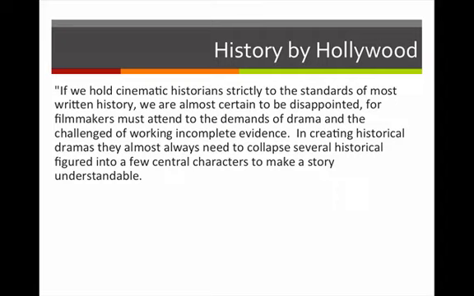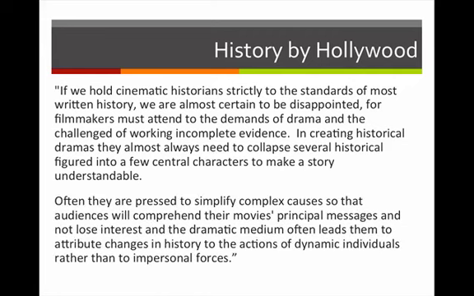History by Hollywood goes on. If we hold cinematic historians strictly to the standards of most written history, we are almost certain to be disappointed, for filmmakers must attend to the demands of drama and the challenges of working with incomplete evidence. In creating historical dramas, they almost always need to collapse several historical figures into a few central characters to make a story understandable. Often they are pressed to simplify complex causes so that audiences will comprehend their movie's principal messages and not lose interest. And the dramatic medium often leads them to attribute changes in history to the actions of dynamic individuals rather than to impersonal forces.